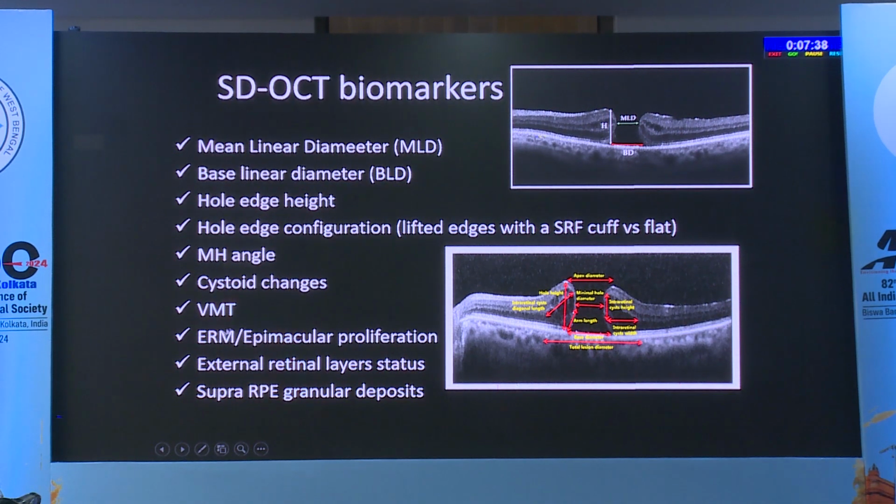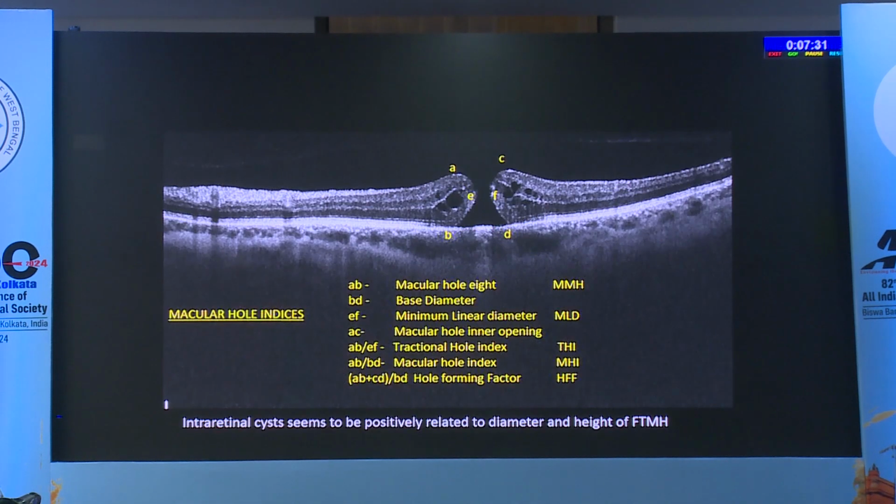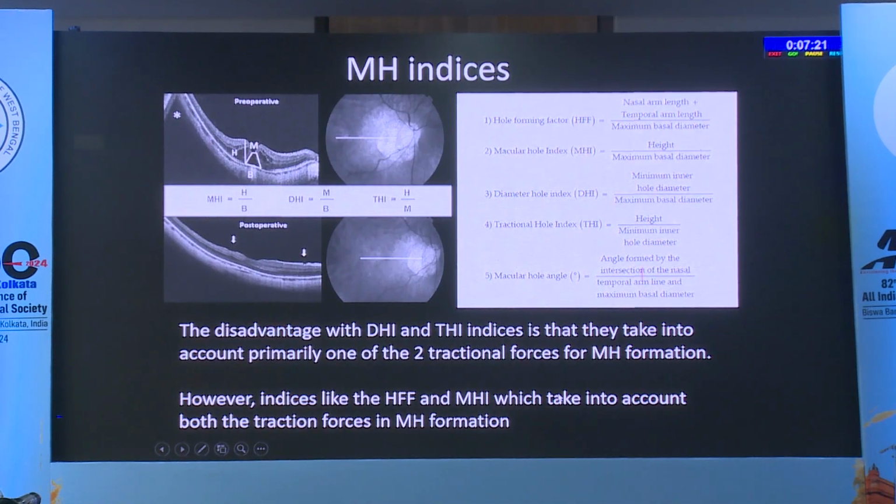Then there is vitreomacular traction and epiretinal membrane. Look at the external retinal layers also, and the supra-RPE granular deposits. Many indices have been considered, among them the most important being the tractional hole index, then the macular hole index, and the mean hole diameter. I'll be telling you in the subsequent slides.